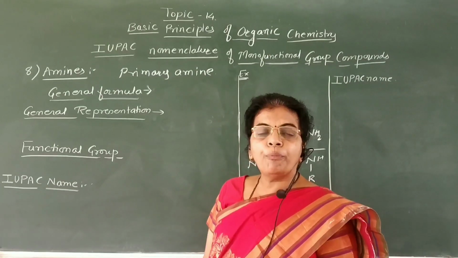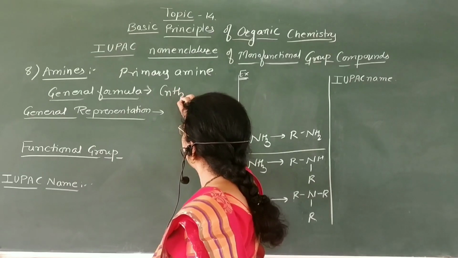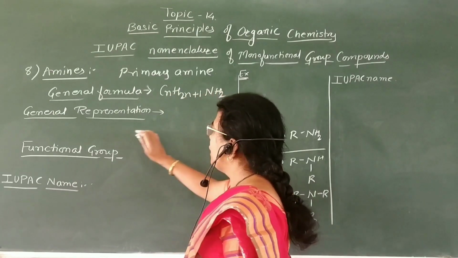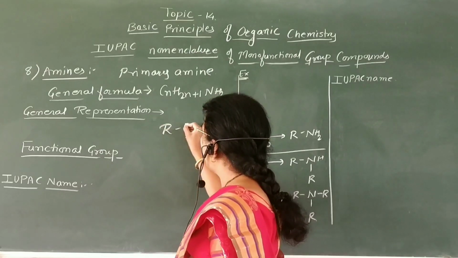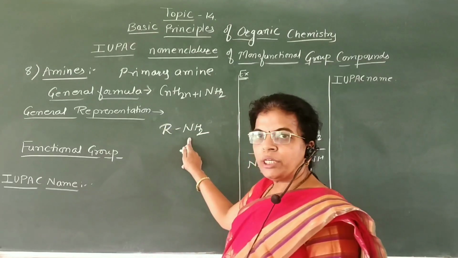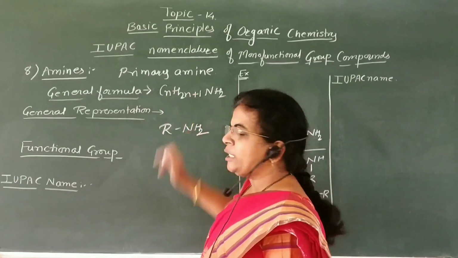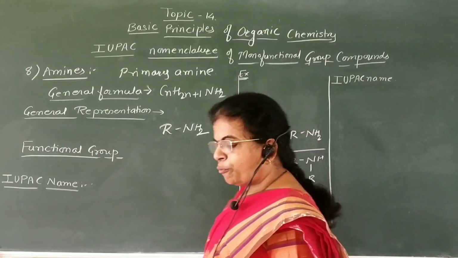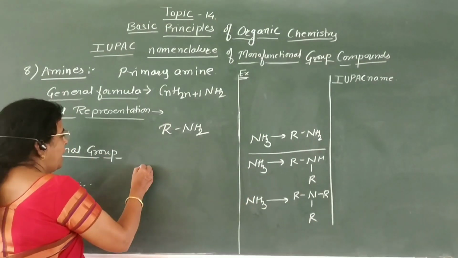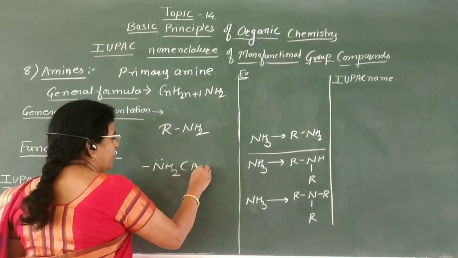General formula of primary amine is CnH2n+1NH2. General representation is RNH2. Here one hydrogen atom from ammonia is replaced by alkyl group, therefore it is a primary amine. The functional group of this primary amine is NH2. Name of this functional group is amine.